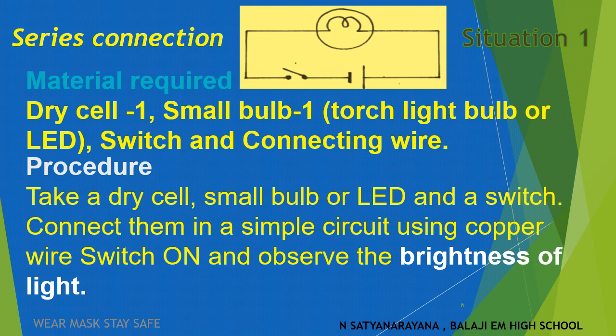All of them are connected in the given circuit. That means a dry cell, a bulb or LED and a switch are connected in a simple circuit using a copper wire. When you switch on, the circuit is closed. When the circuit is closed, the bulb will glow, isn't it? When the bulb glows, just observe the brightness and remember. Understand, children? This is the first situation.